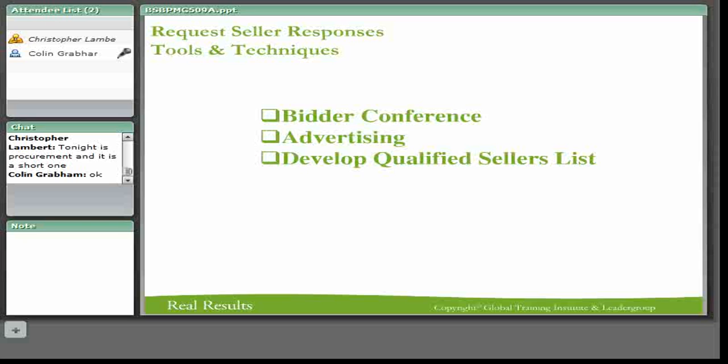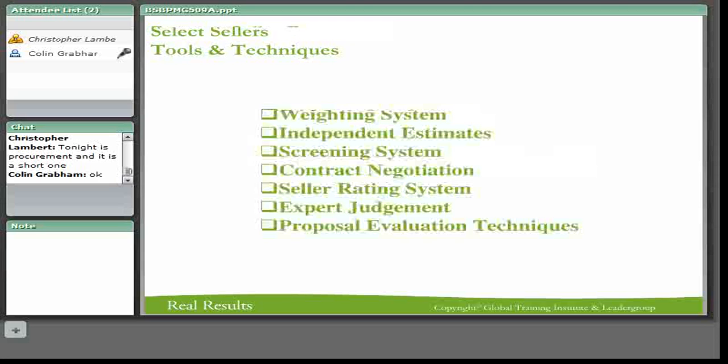When you're doing it once a year, and they know that they're going to get a minimum quantity, for example, it's a good way to do it. Right, so that's developing a qualified sellers list. Right, still in tools and techniques. Weighting systems. So this really comes to how you would do a selection.